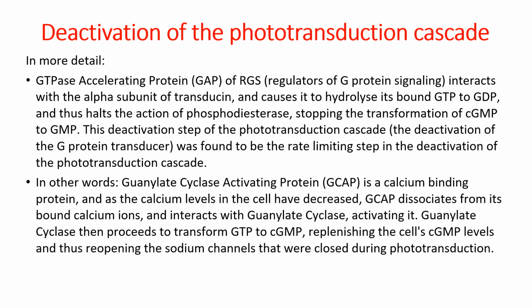In other words, guanylate cyclase activating protein, GCAP, is a calcium-binding protein, and as the calcium levels in the cell have decreased, GCAP dissociates from its bound calcium ions, and interacts with guanylate cyclase, activating it. Guanylate cyclase then proceeds to transform GTP to cGMP, replenishing the cell's cGMP levels and thus reopening the sodium channels that were closed during phototransduction.